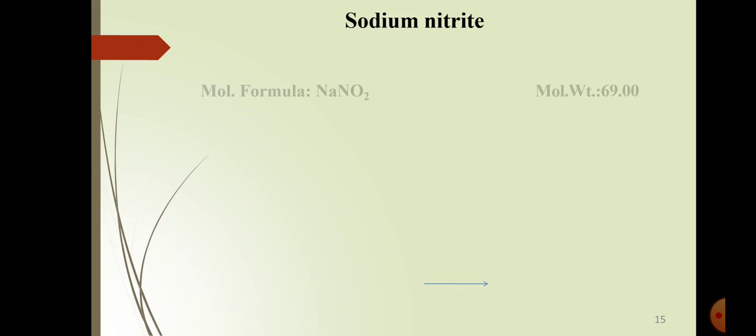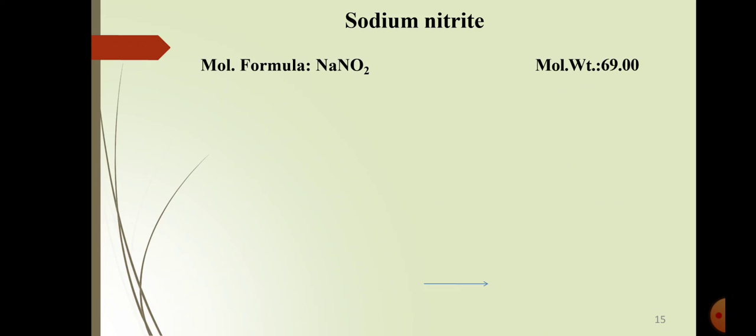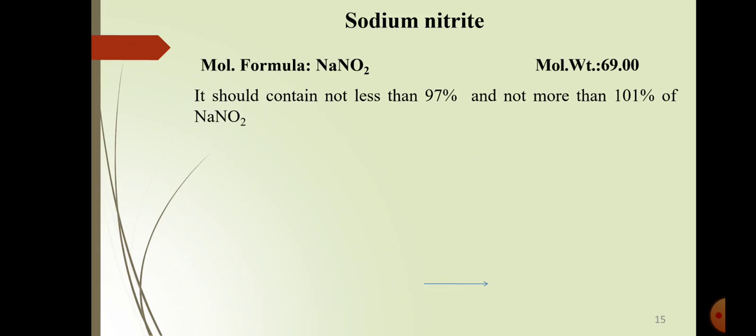The next compound is sodium nitrite. It has got a molecular formula NaNO2 and a molecular weight 69. It should contain not less than 97% and not more than 101% of sodium nitrite.